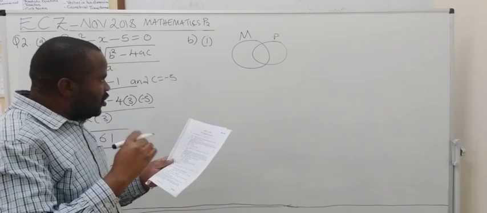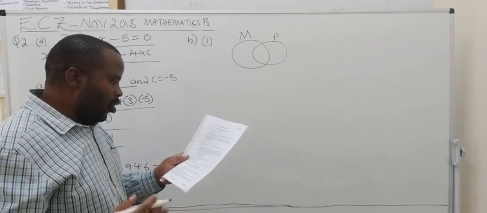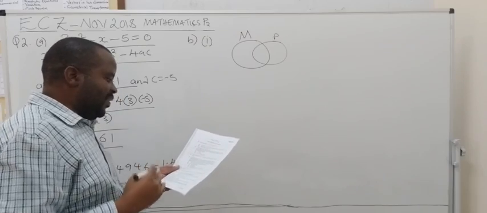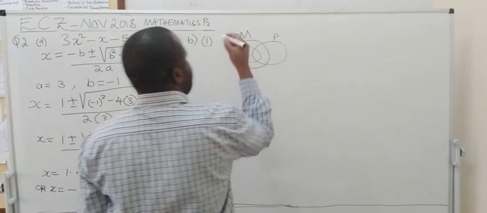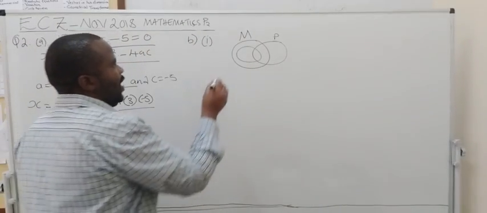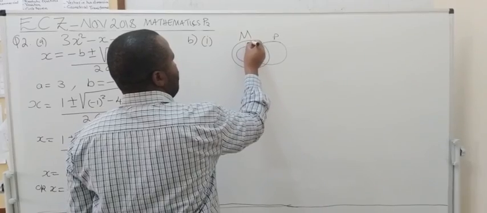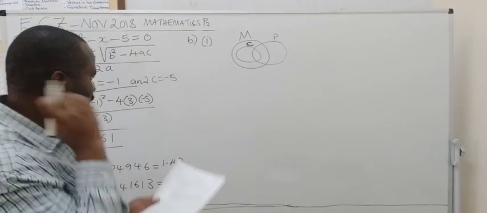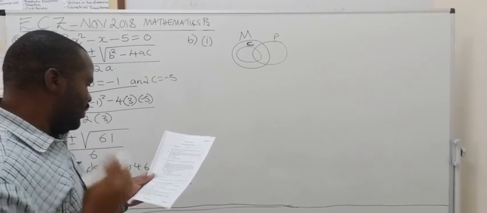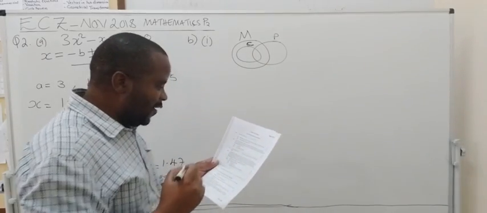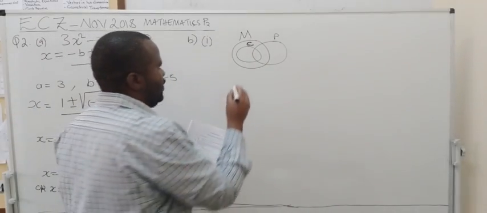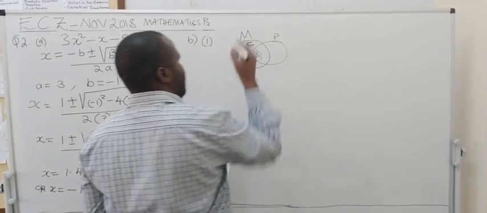But all those that do chemistry also study mathematics. It means chemistry is inside mathematics. So you come and put your set here for chemistry. And say this is the C for chemistry. Then you go to this region that belongs to all the 3. How many study all the 3 subjects? There are 3 students. So I'll come and write the 3.